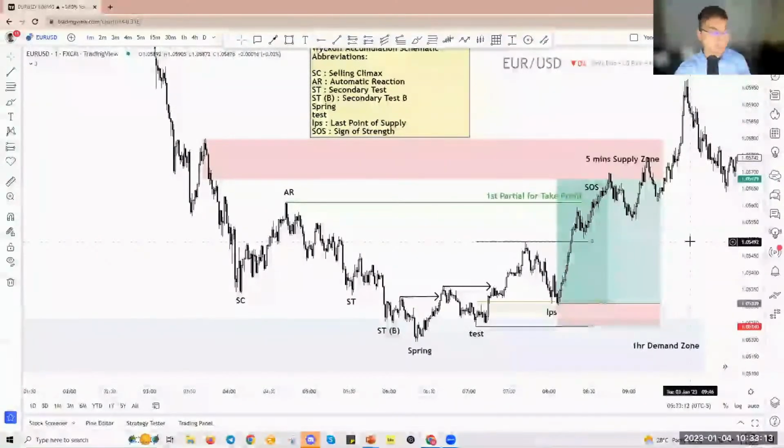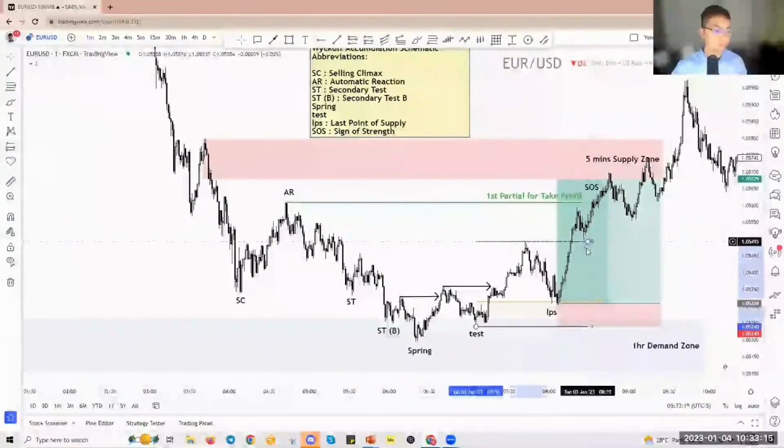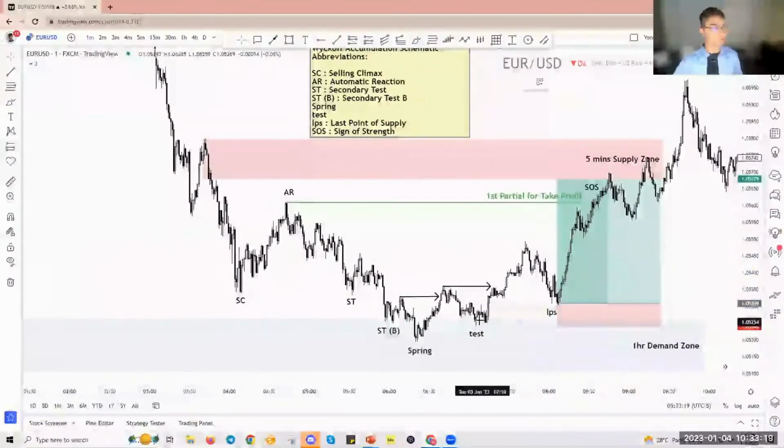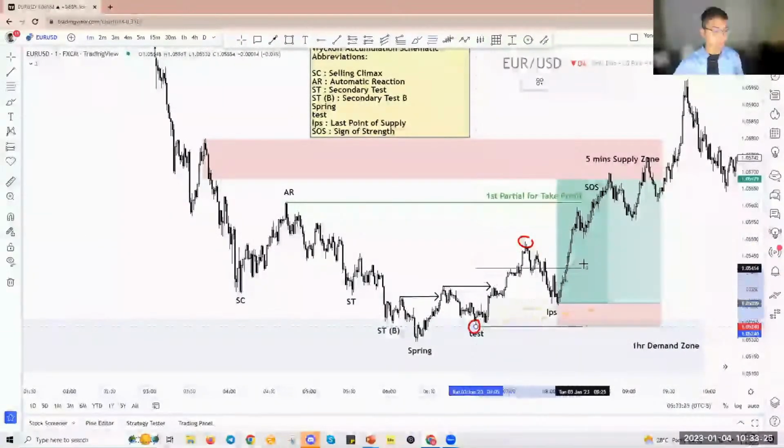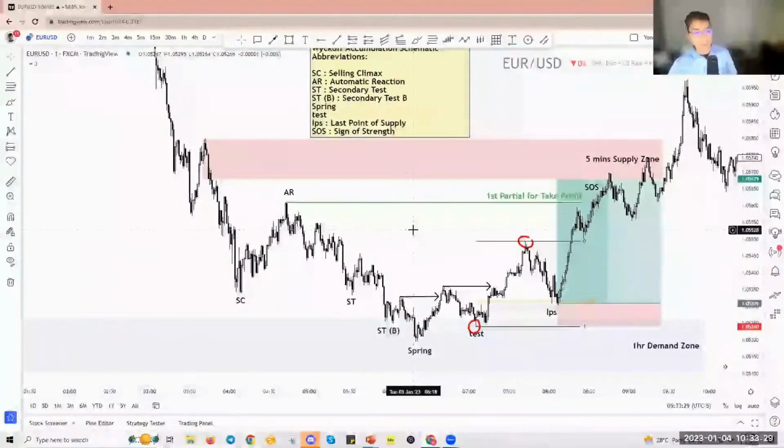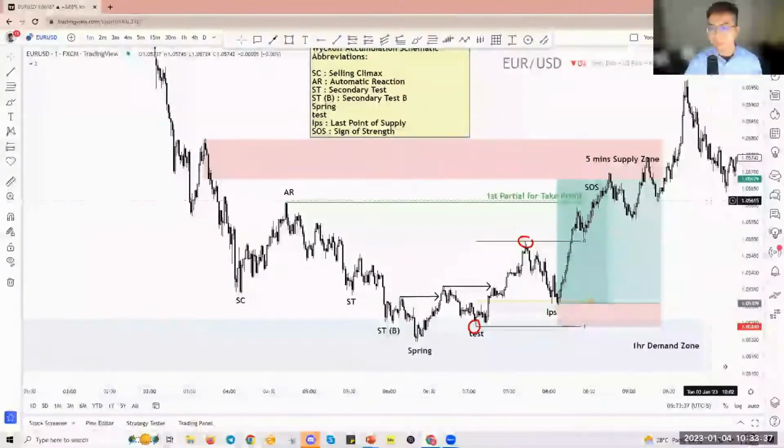Does the zero of the Fibonacci start from the high or the low? It's from the high. So what you do is you draw from the bottom to the top. I draw from the bottom right here, all the way up. That's how I get my area. So that's your answer.